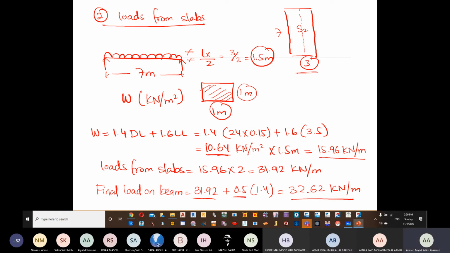Are we clear? Are we clear? If we have a wall, then you need to calculate for the wall.